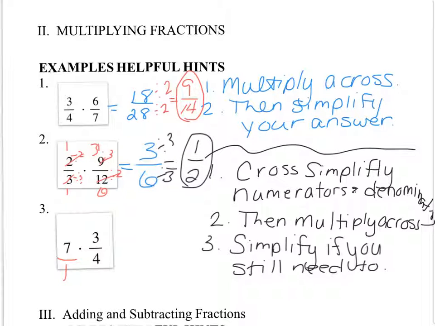So we're going to do 7 times 3. That's 21. And 1 times 4, that's 4. So our answer is 21 over 4. And in algebra, we're just going to leave it that way. Okay, so that's multiplying fractions.